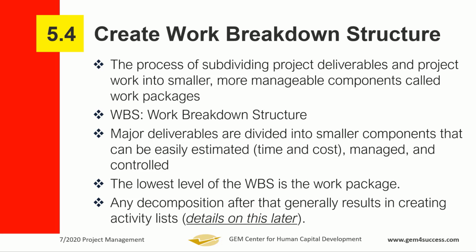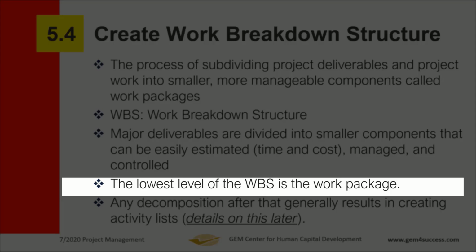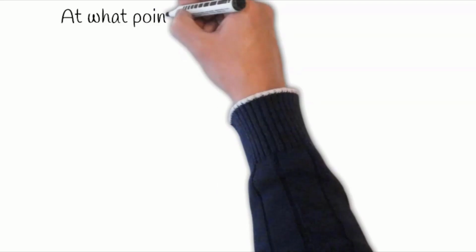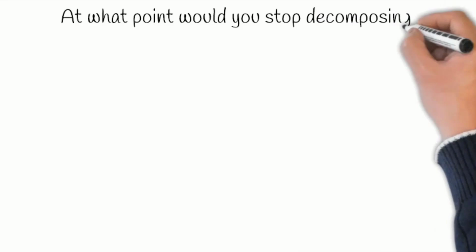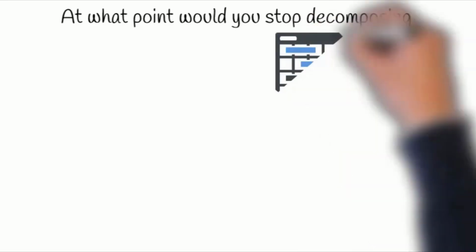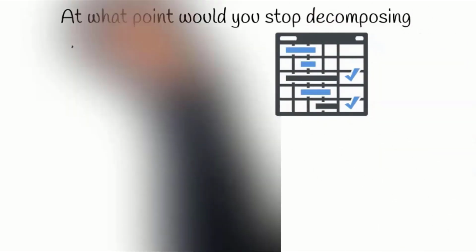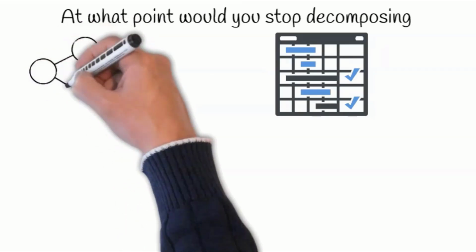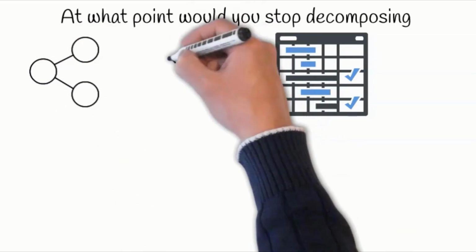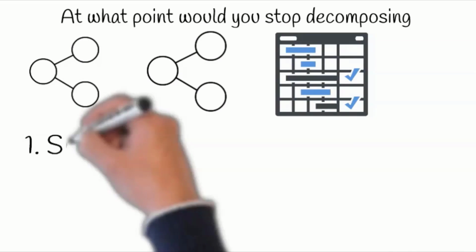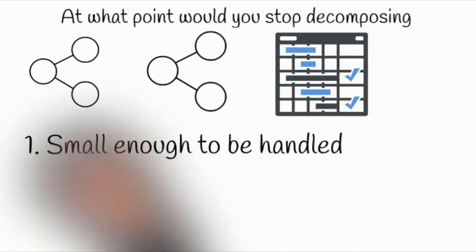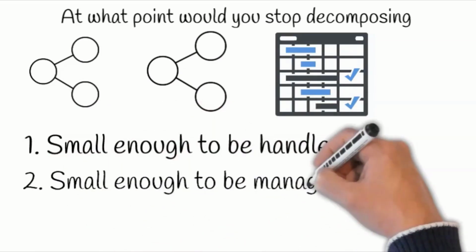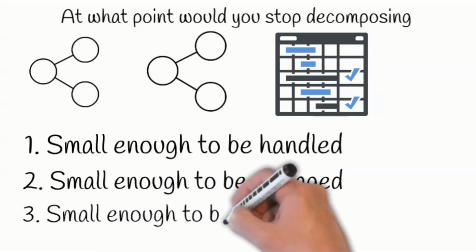So what is a work package? The work package is the lowest level of your WBS, work breakdown structure. At what point would you stop decomposing? You would stop decomposing when you get to a level that you feel, okay, this unit, this sub-component is small enough to handle, small enough to manage, small enough to control.